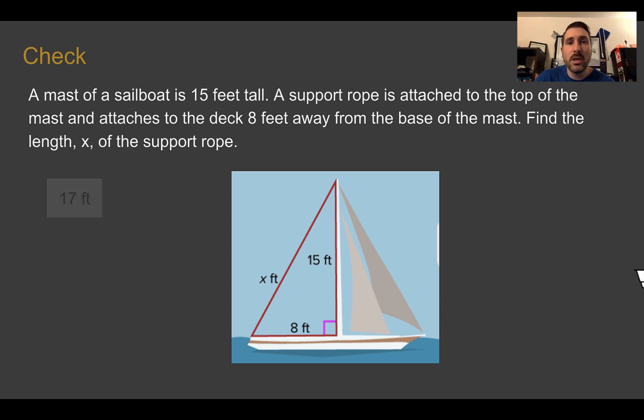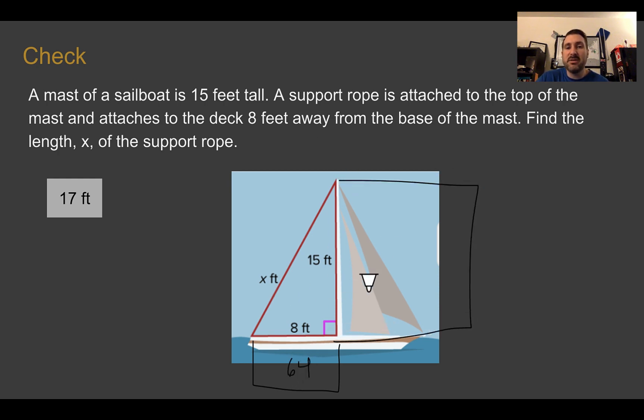Check your answer. You should have said that the rope is 17 feet long. To get that square down here, 8 times 8 is 64. Square on the side over here, 15 times 15 is 225. Added together, that square over here must be 289.